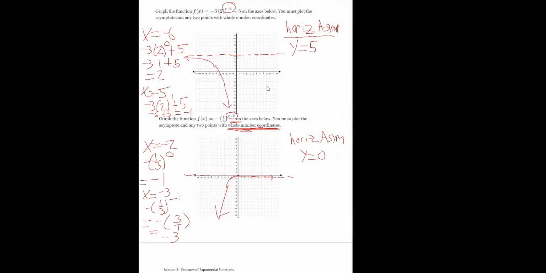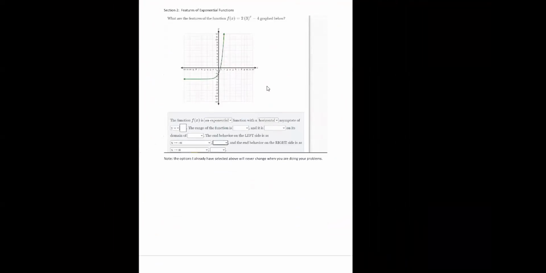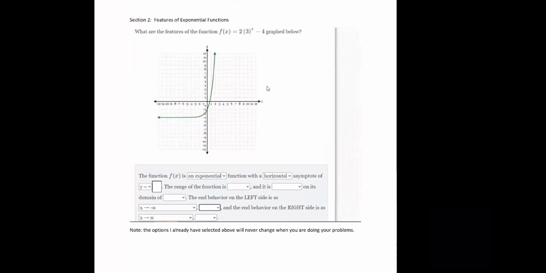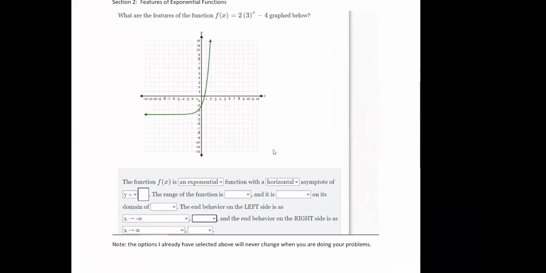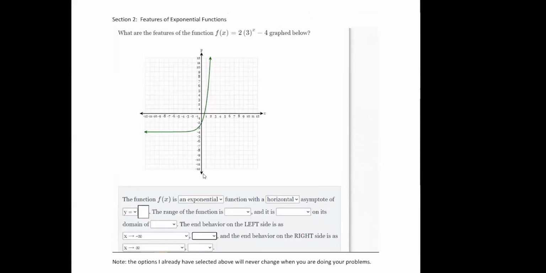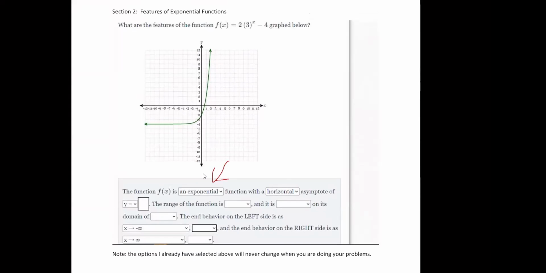Okay, the next section on your Delta Math is called features of exponential functions. If you look, this is copied and pasted, you're going to see there's a lot of options. What I have in the notes here, though, these options that I picked will never change. So when you're doing your problems in Delta Math, look at this example because you're going to pick all of these options I already have filled out here. These will never change, okay? But to think about these other options, let's look at this problem together.